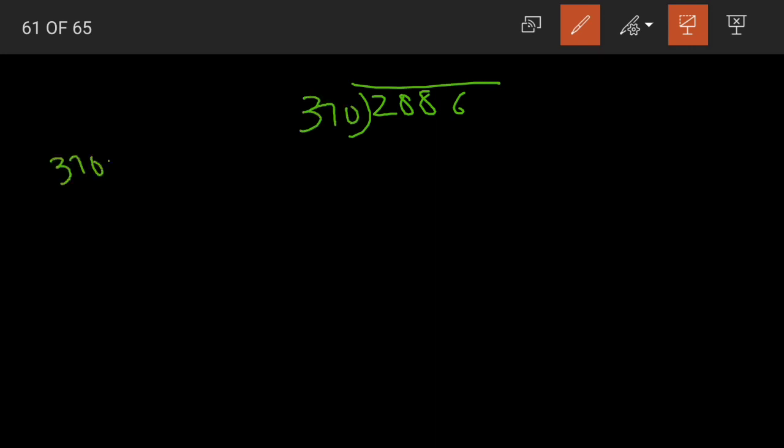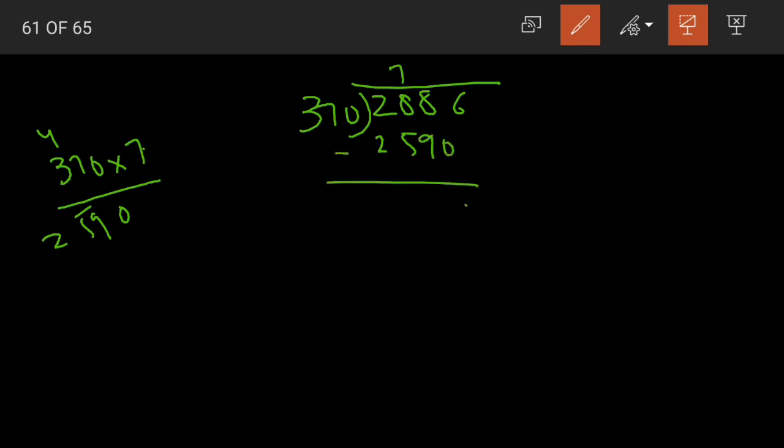Now how to divide these two? We have 370 into 7s are 2590. So we'll go with that, 2590. When we subtract, we have to borrow, and 296 is remaining. But if we look at it, this is not a complete division. Yes, I want to divide it further so that my remainder becomes 0.